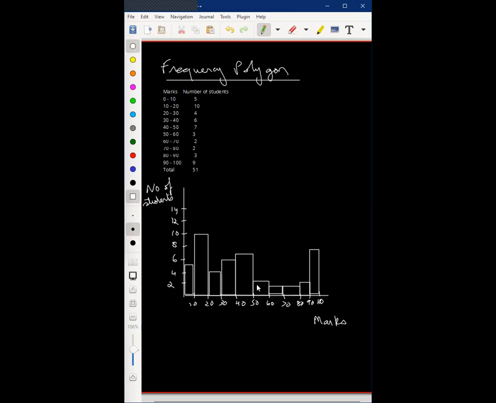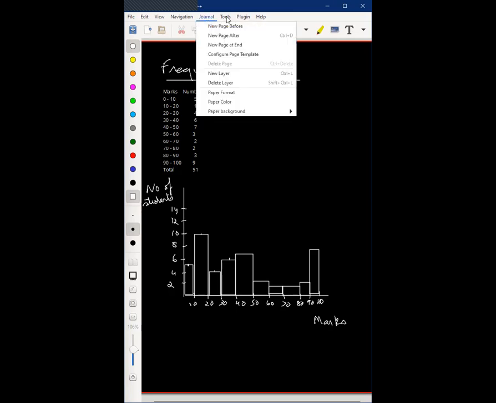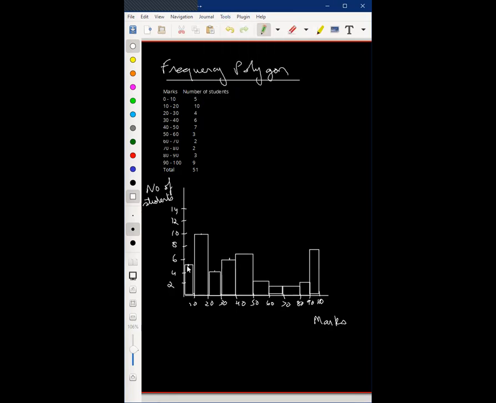What we will do is we will find the midpoint of each of them. So the midpoint of this class, between 0 to 10, would be 5, right? So we will make a point here. We'll make a point in the midline here. Here. Okay, it will be here. And here. And we will connect them with a dotted line.